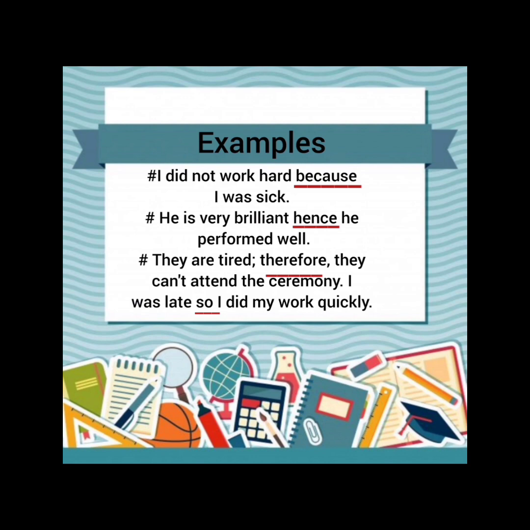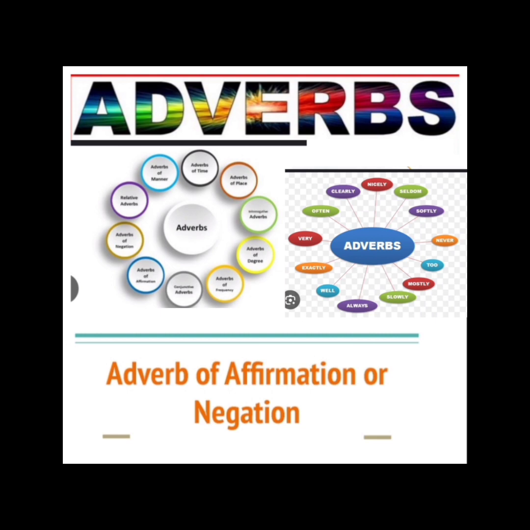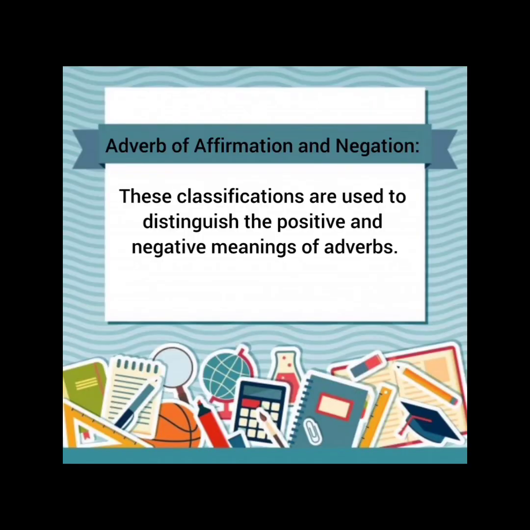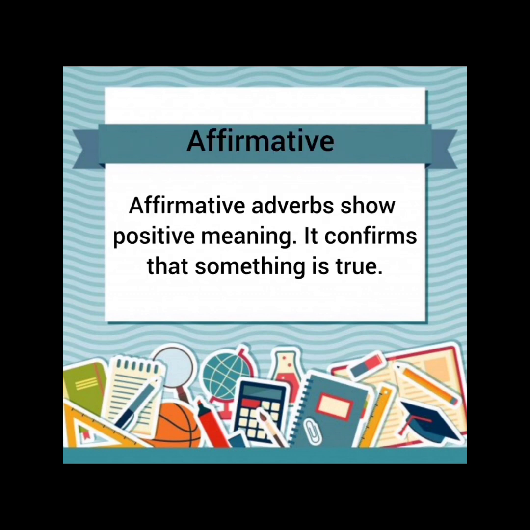Then next we have adverbs of affirmation and negation. As the words affirmation and negation suggest, affirmation is used for positivity and negation is used for negativity. So let's see what's next. These classifications are used to distinguish the positive and negative meanings of adverbs. Affirmative adverbs show positive meaning. It confirms that something is true.